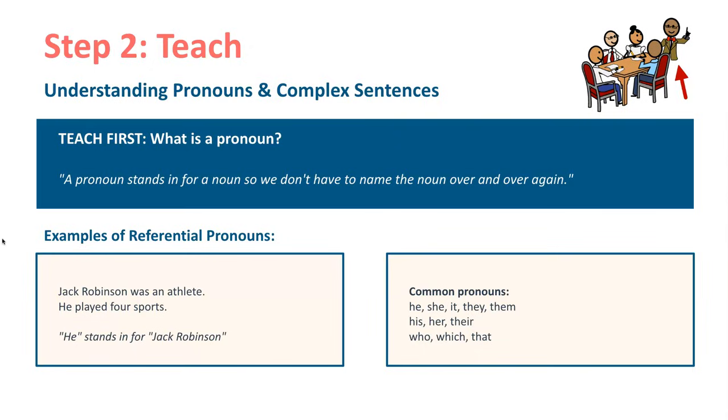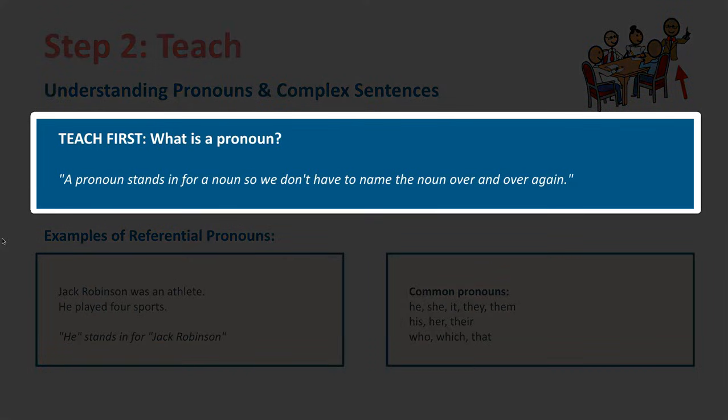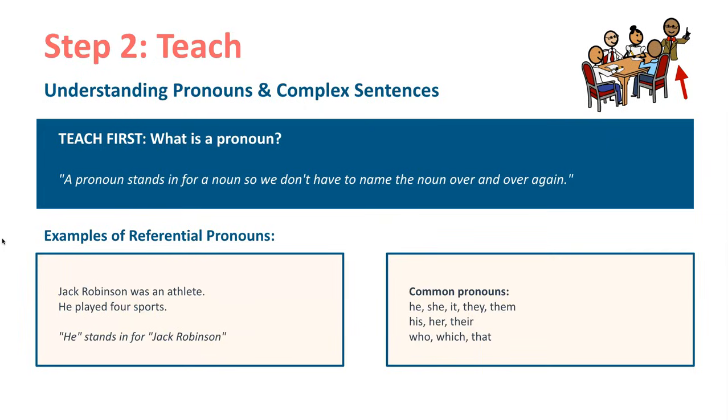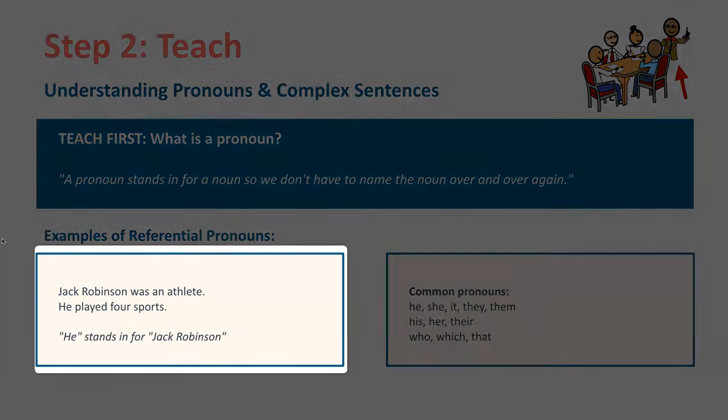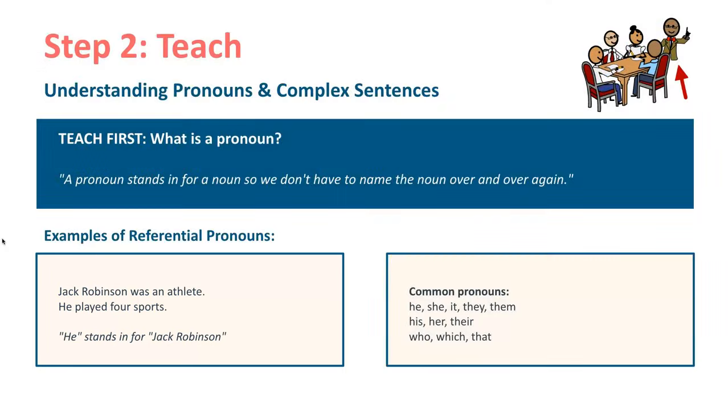Step 2 is teach. You're going to tell the students that to understand this text, they will need to read some complex sentences. Start by teaching what a pronoun is. Say something like, a pronoun stands in for a noun, so we don't have to name the noun over and over again. And then you'll want to show some examples, like Jack Robinson was an athlete. He played 4 sports. Who does he refer to?